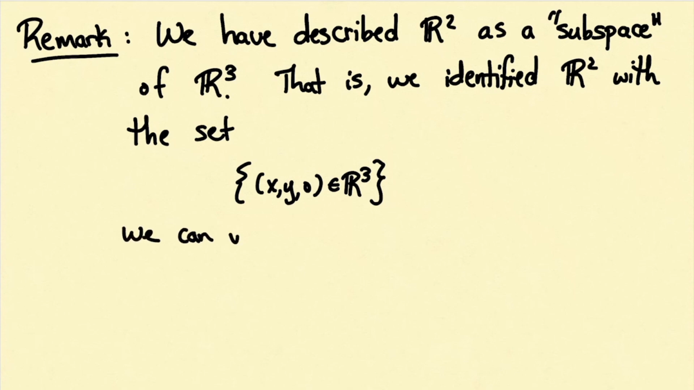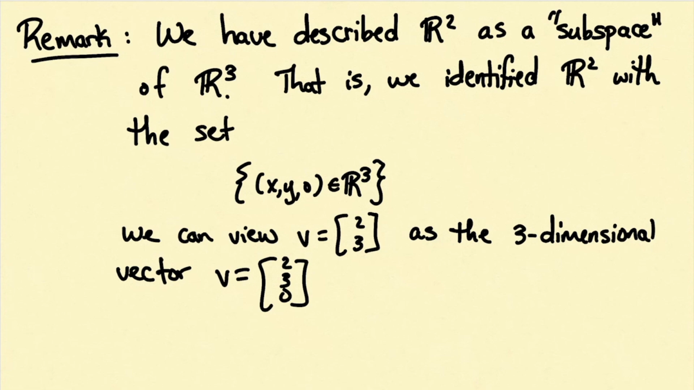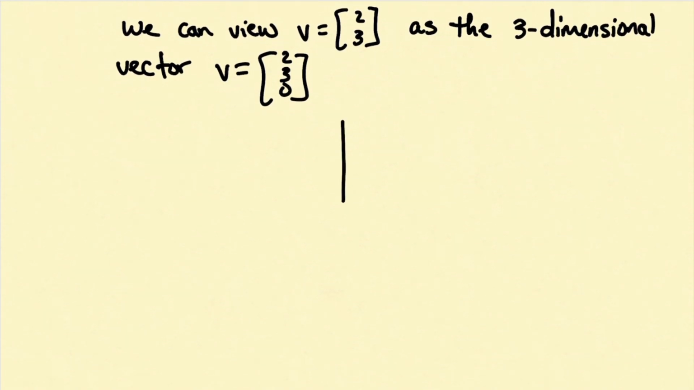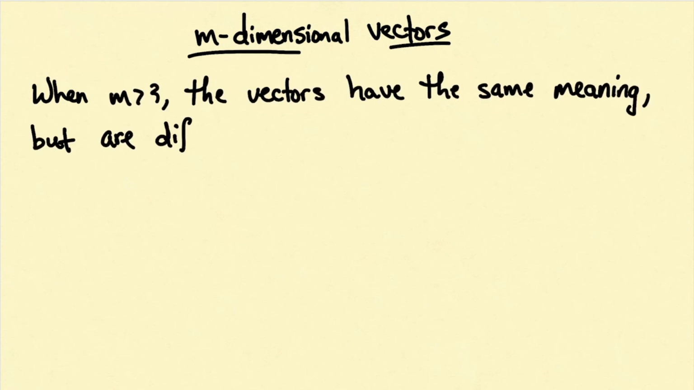So this allows us to view our 2-dimensional vector, say v = (2, 3) from the previous example, naturally as the 3-dimensional vector, where our final instruction says not to move in the z direction whatsoever. So we can view this as a vector that lies totally within the xy plane in 3-space, i.e. the floor. So when m is bigger than 3, the vectors have the exact same meaning, but are difficult for us to visualize.